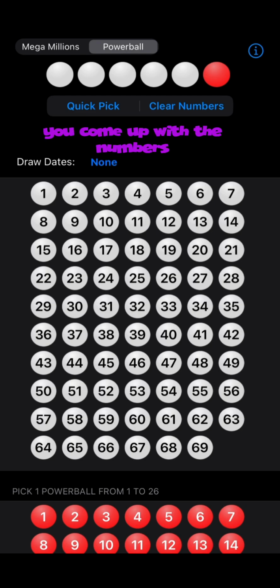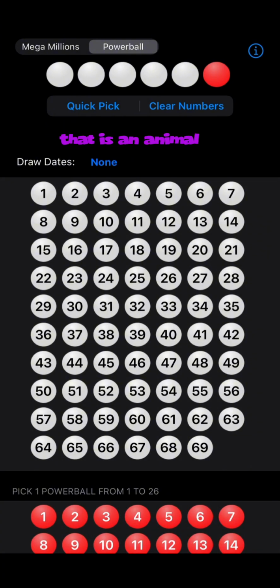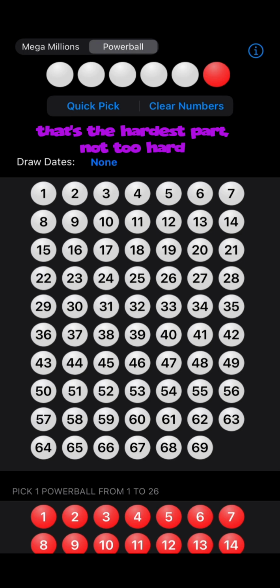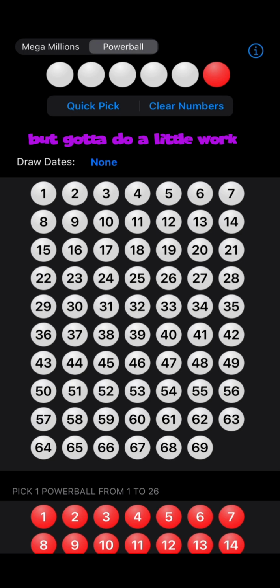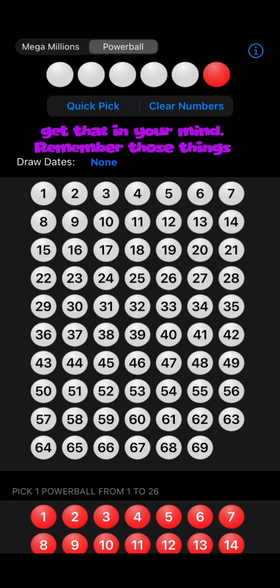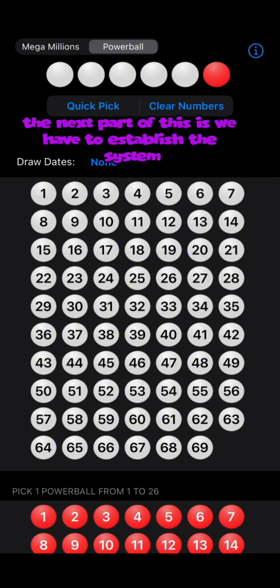So that's your system. You come up with the numbers 0 to 9, and you establish that each one is one of those animals. That's the hardest part. Not too hard, but you have to get that in your mind and remember those things. Okay, the next part of this is you have to establish the system.